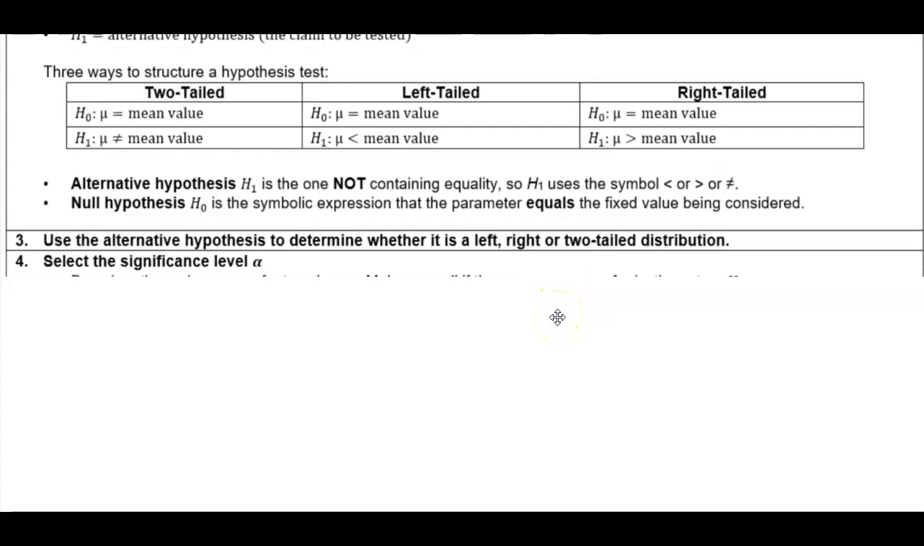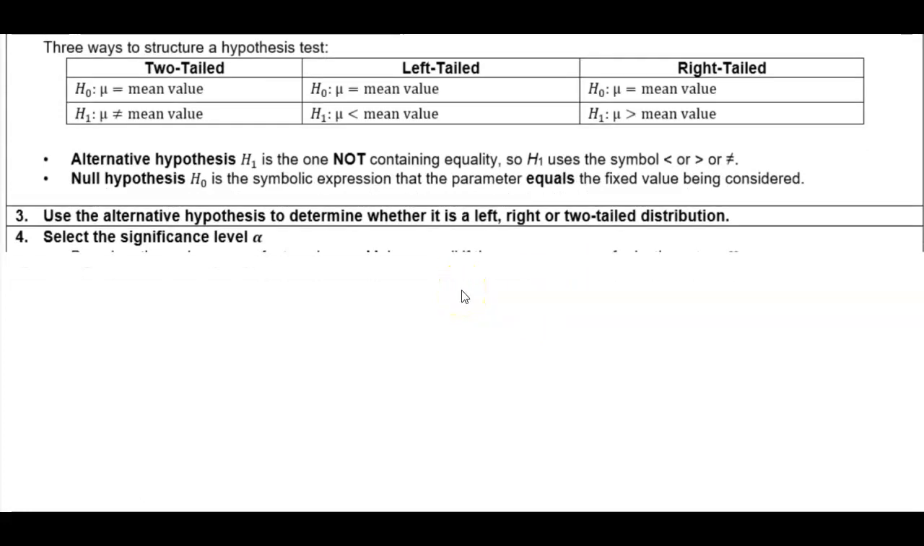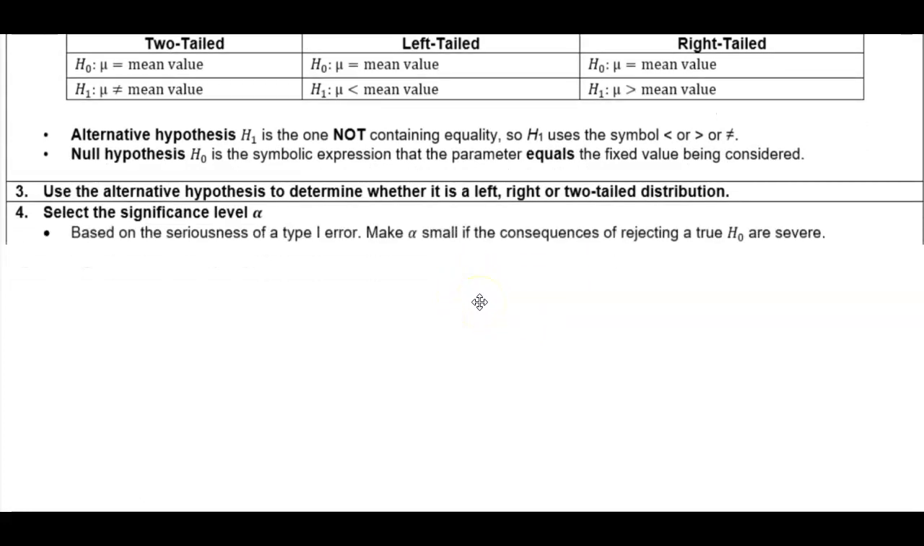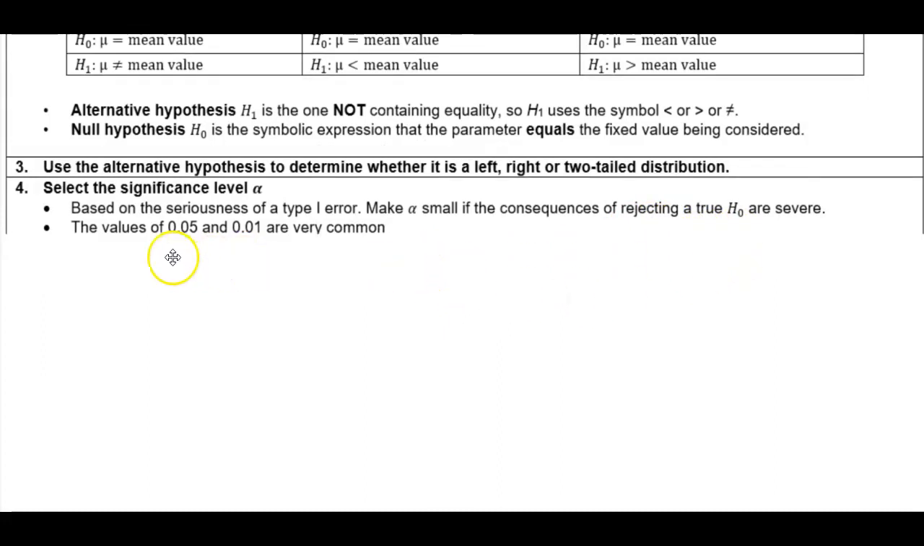Number four, select the significance level alpha. Based on the seriousness of a type 1 error, make alpha small if the consequences of rejecting a true null hypothesis are severe. The values of 0.05 and 0.01 are very common.